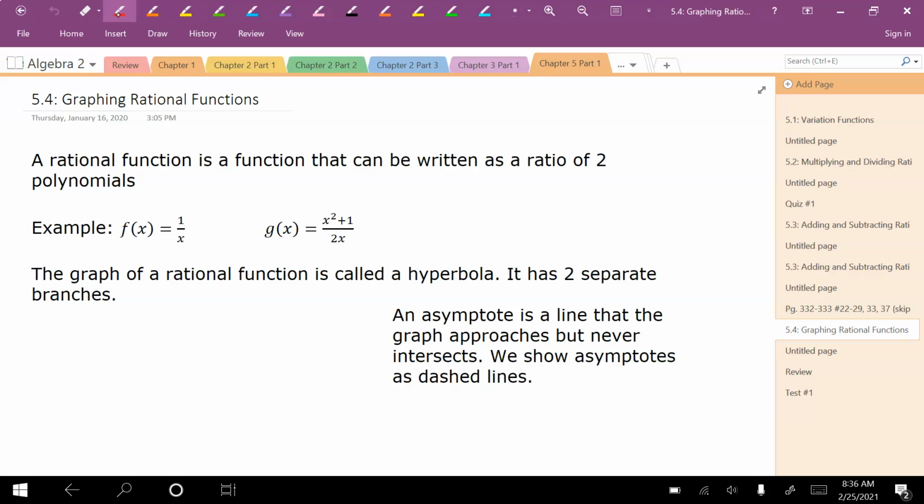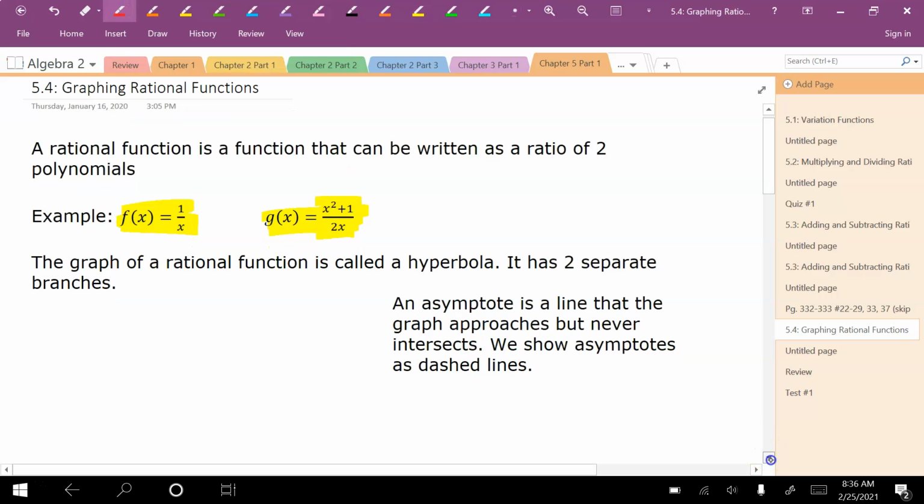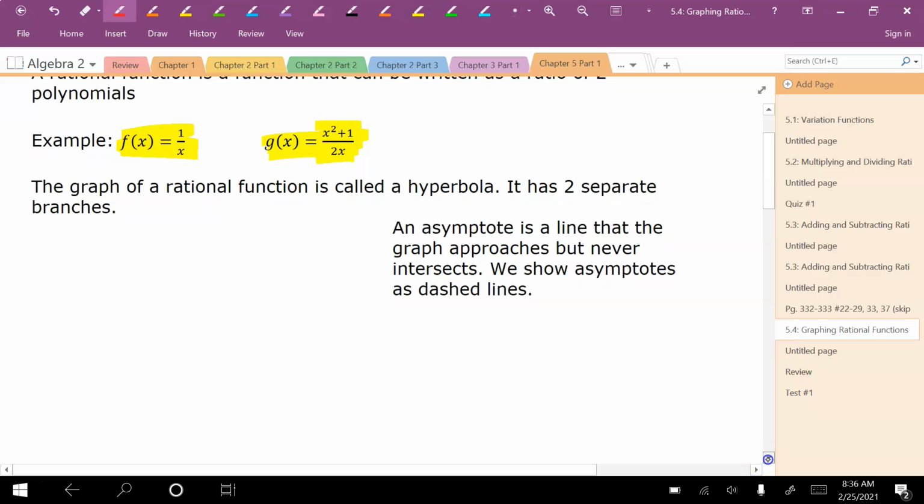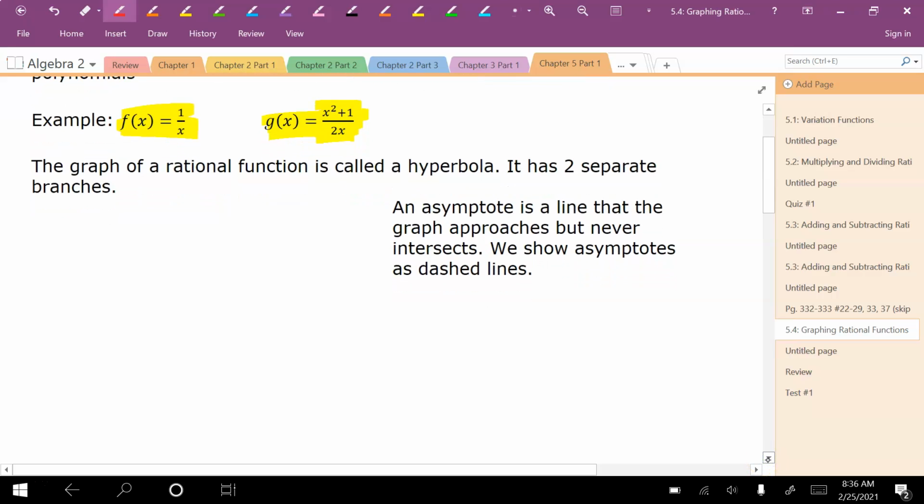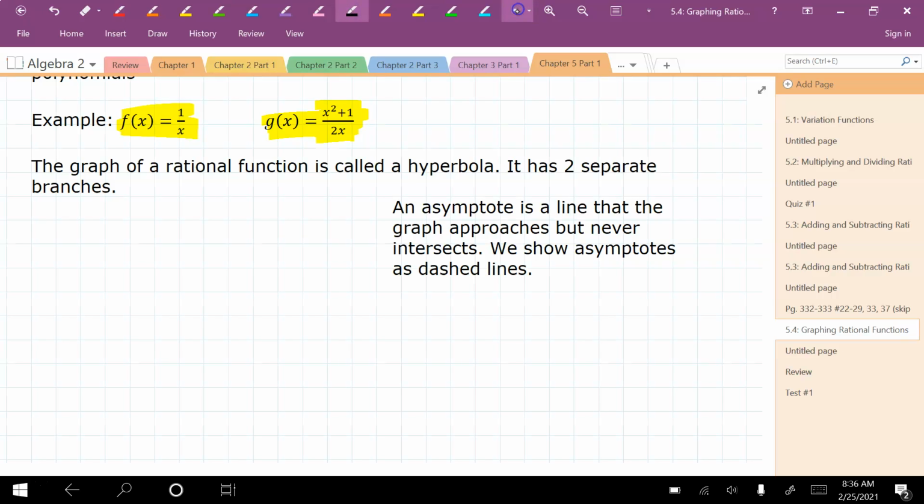So remember, this is just basic examples of what these rational functions might look like, like 1 over x, x squared plus 1 over 2x. Those would be examples of these rational functions that we're trying to graph now. The graph of a rational function is called a hyperbola, and it has two separate branches, so two separate parts to the graph. I'm just going to draw a really basic example up here for you, and you can sketch this in on your notes.